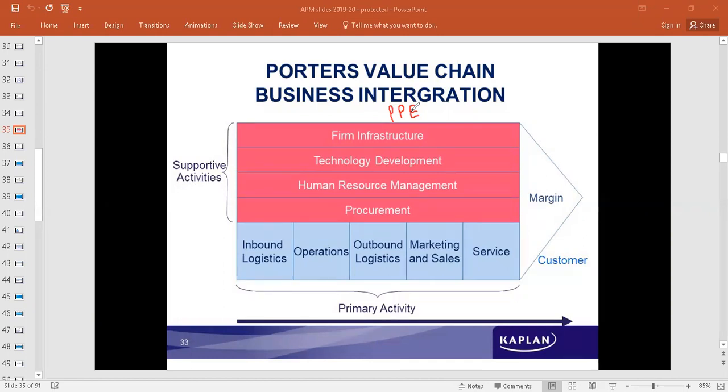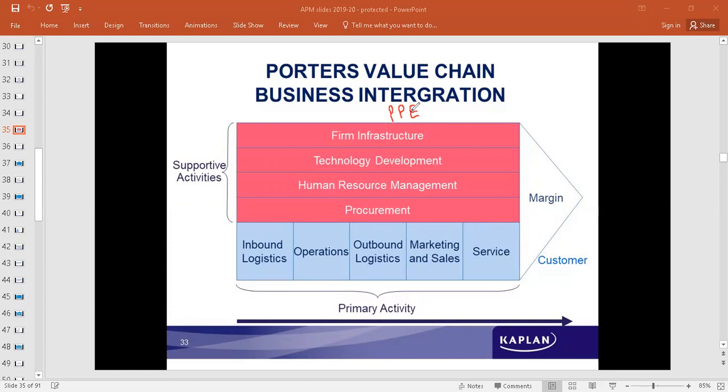So it starts from selecting the candidates until they leave the organization. Every bit of it, every part of it, if it has to be taken care of, it is done by human resource management. Okay, that's again another supportive activity.